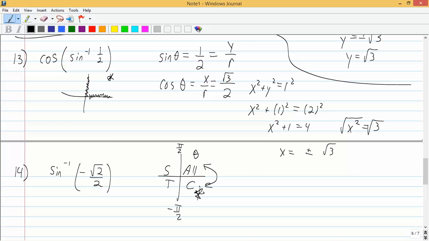So we say the sine of what is the square root of 2 over 2? Alright, that's pi over 4. So to put it in the fourth quadrant, just put a negative in front of it. So the answer is negative pi over 4.